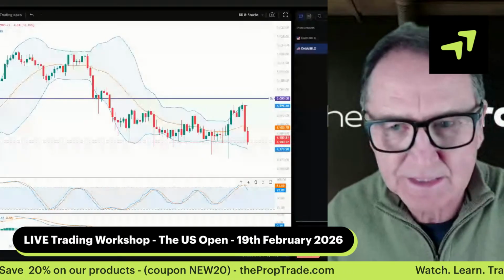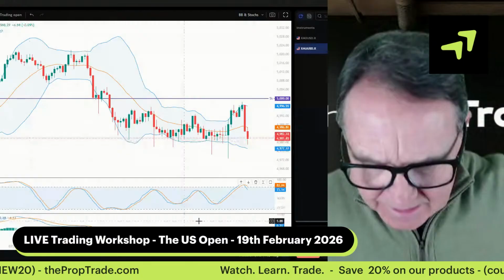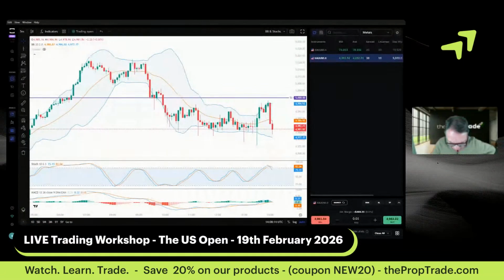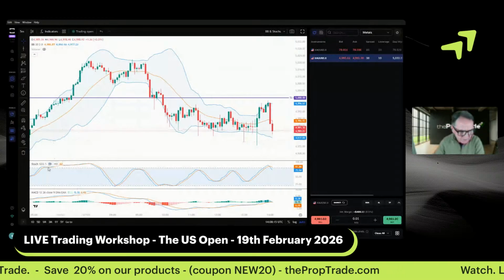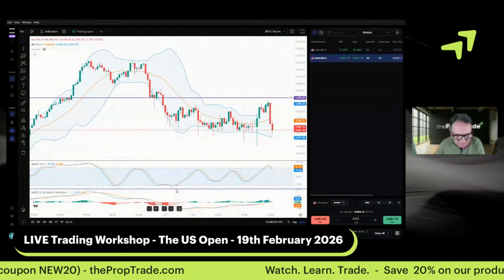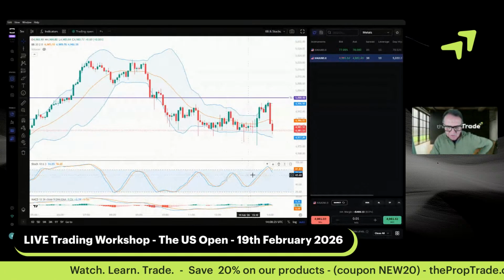Remember the stochastics on this setup are set at 10, 6, and 3. You can't actually see that, my head's too big. There we go, so 10, 6, and 3. You can see that now, hopefully, down here. Just ignore the MACD, which has attached itself. It's a great indicator, but we don't use it on this particular strategy.